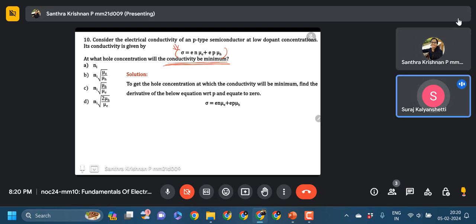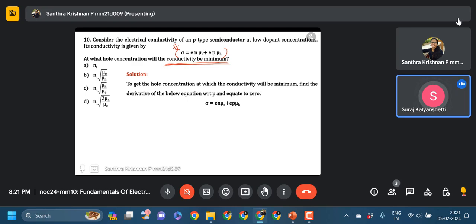Why are they doing math in this course? This is not a math course, but still, everything basically depends on maths and physics. Suppose you have the material and you need to know the electrical conductivity at the lowest dopant concentration. Even when we do research theoretically, the derivative will give us the minima. So consider the electrical conductivity of a p-type semiconductor at low dopant concentration, where conductivity is given by this.